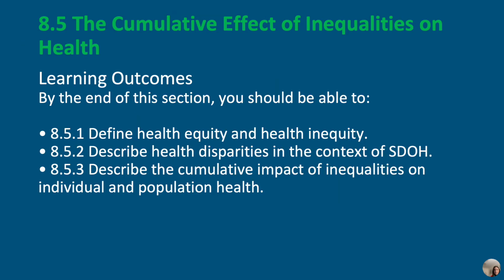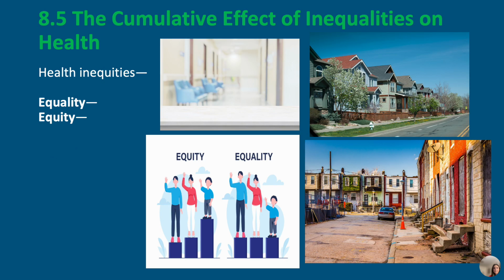So by the end of this, you'll be able to talk about health equity and inequity, describe the context of social determinants of health and its cumulative impact on population health. So health inequities are differences in health statuses and resources based on population groups that can arise from social conditions. And equality are situations where each individual is given the same resource and opportunity. Equity is where everyone is not the same. The resources are distributed by need of the individual to reach an equal outcome among individuals.